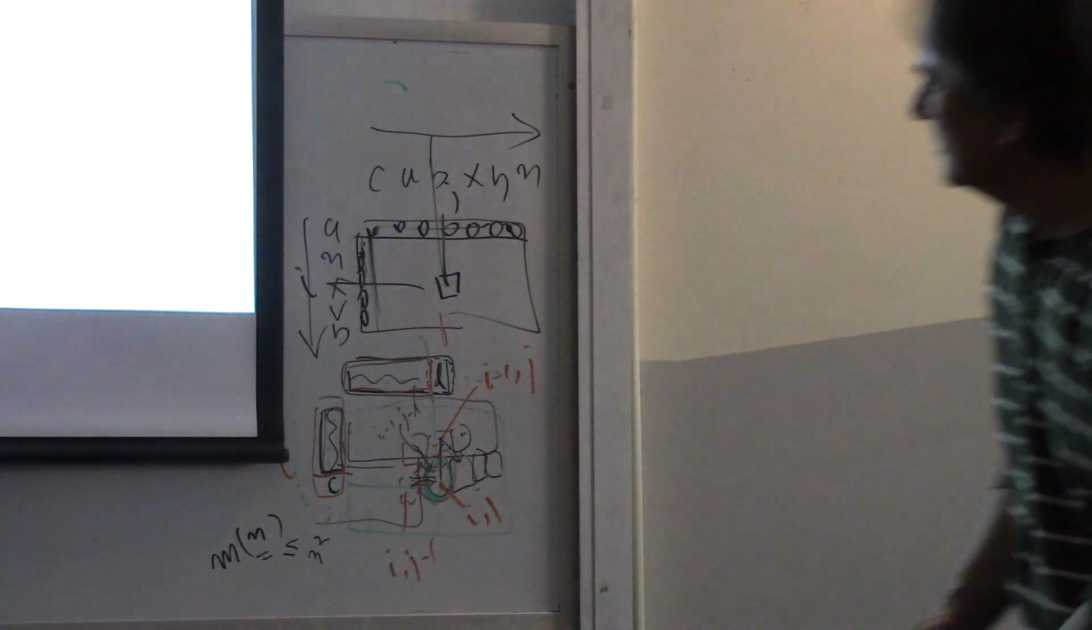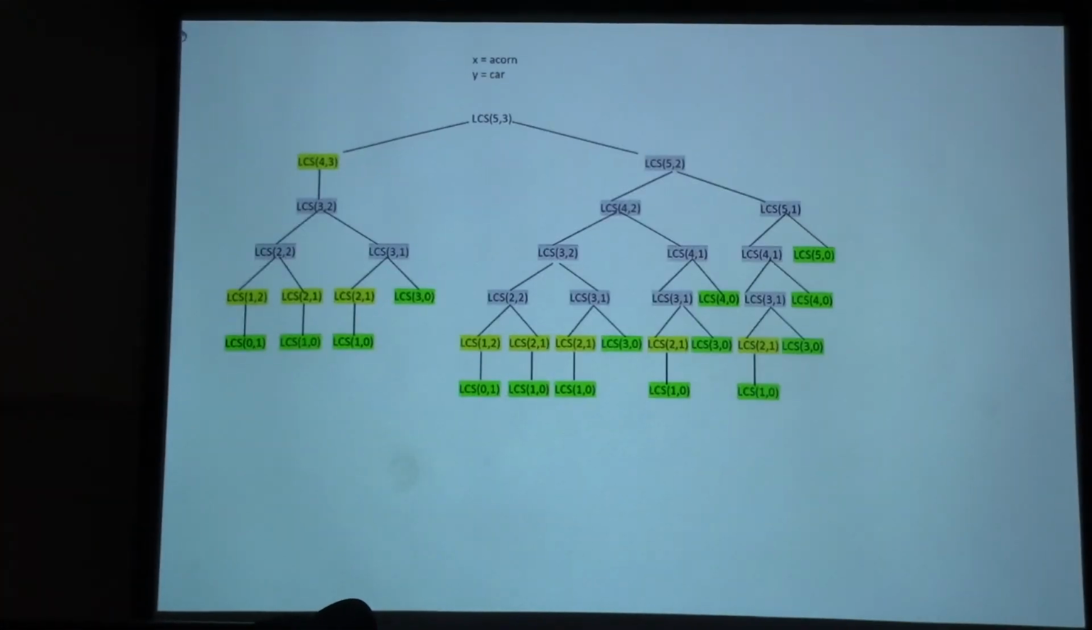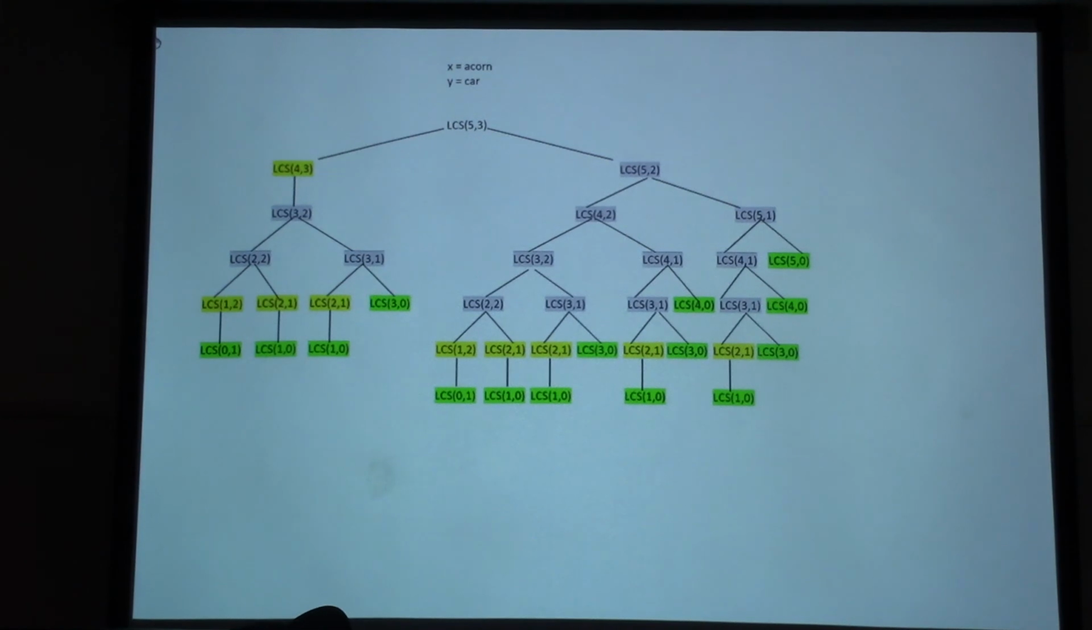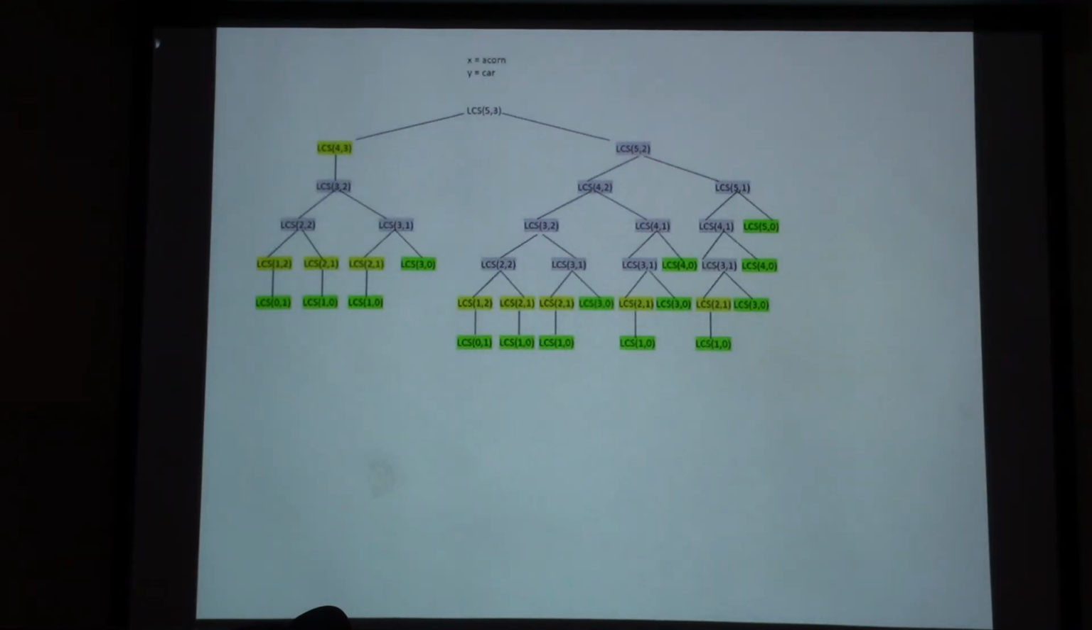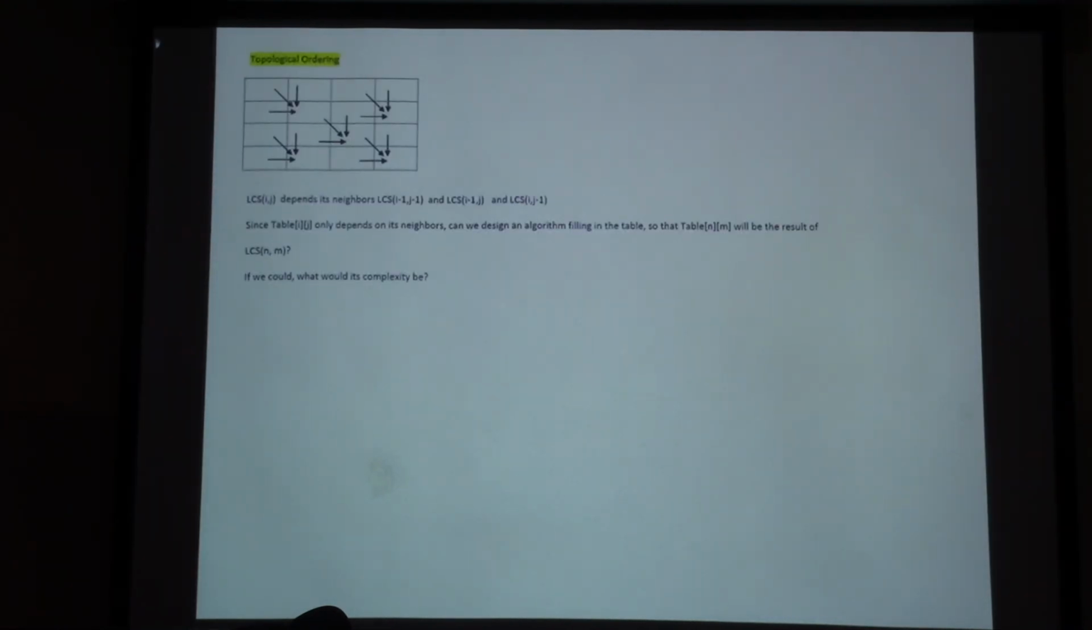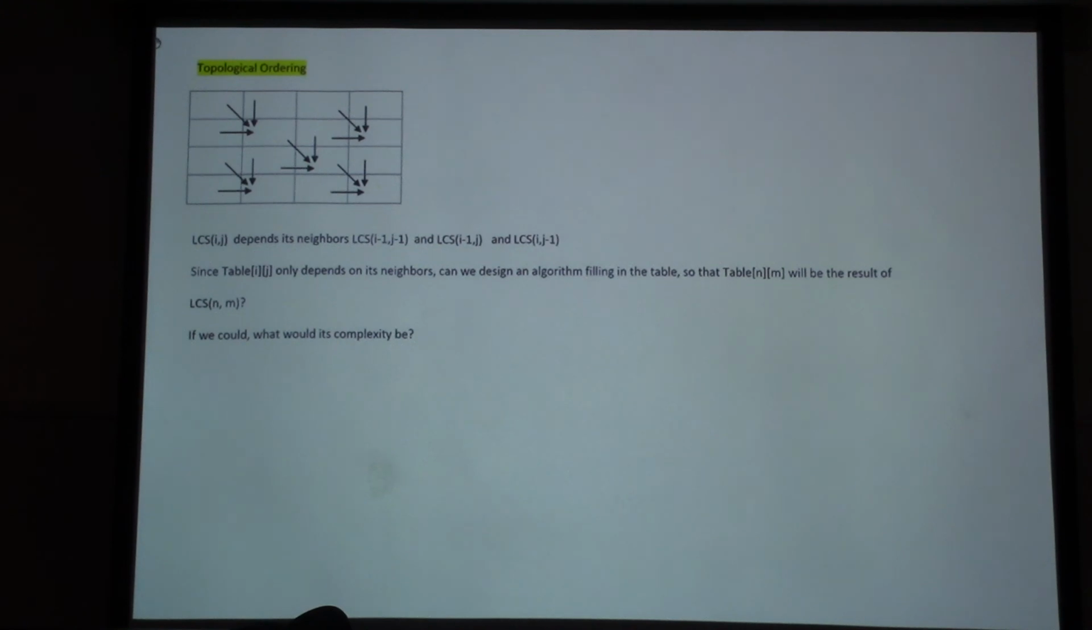Okay, so let's take a look. What's that going to look like? Yeah. That's a good one. This is the recurrence tree. You can see acorn has 5, car has 3. Okay, so that's a nice picture. Let's go to this one. This is the actual topological ordering.